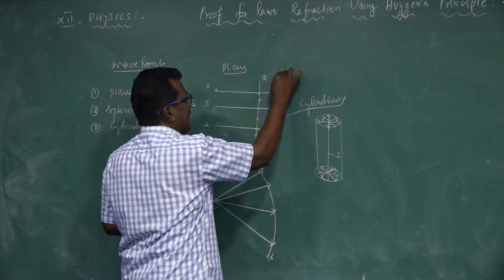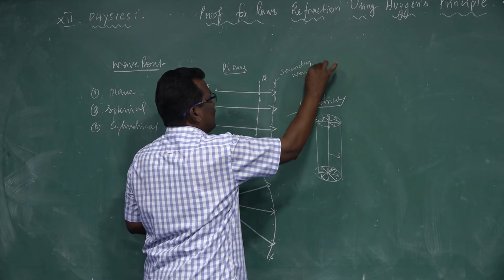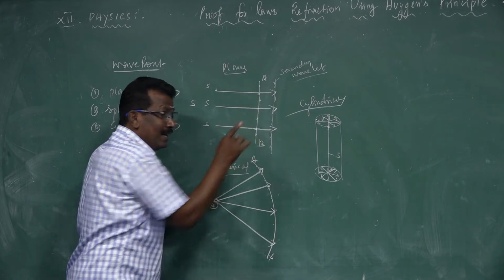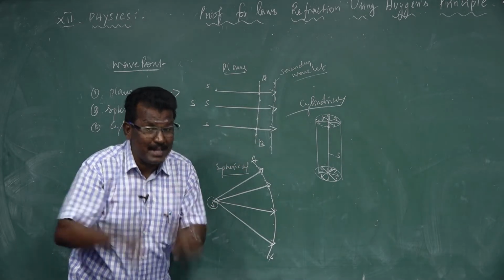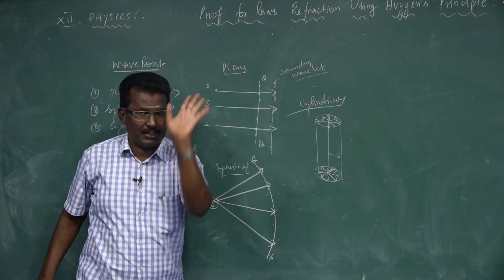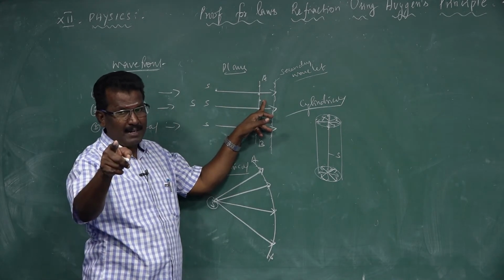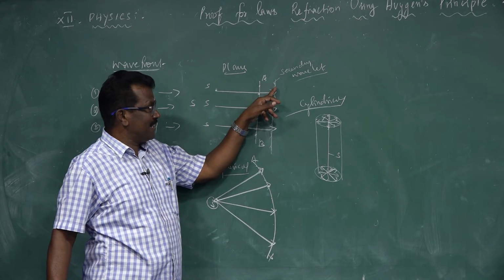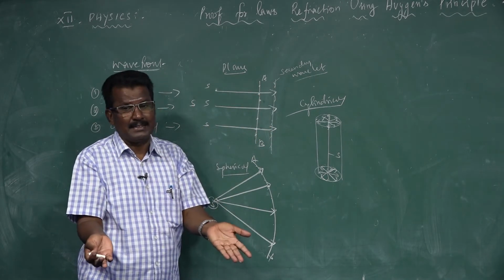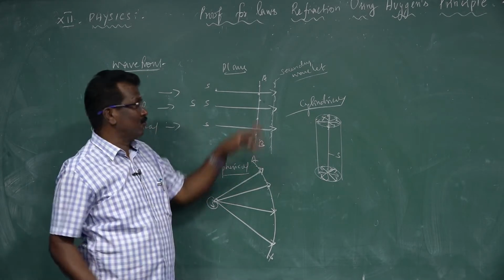So this is the secondary wavelet. Each point on the wavefront is a source of secondary wavelets, which spread out in the same medium with the speed of light. In a given medium the speed of light is 3 × 10^8 meters per second. If in the medium the velocity changes, the wavelength of the secondary wavelet also changes.